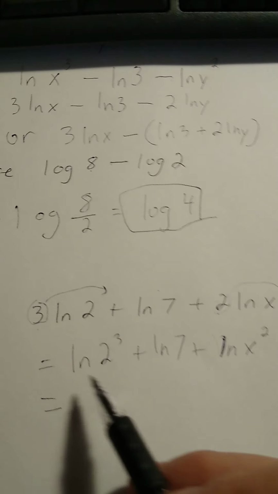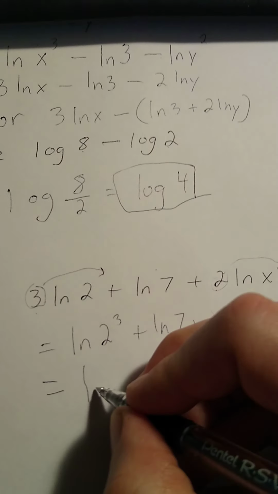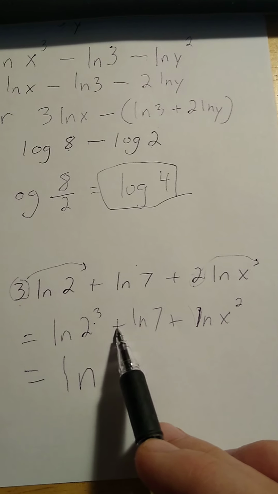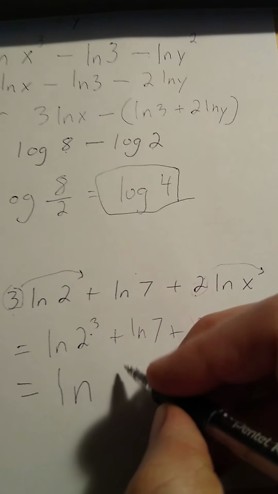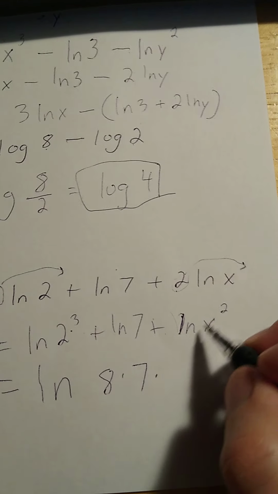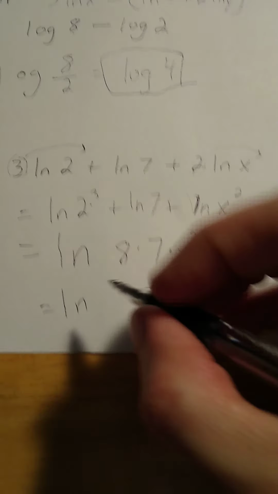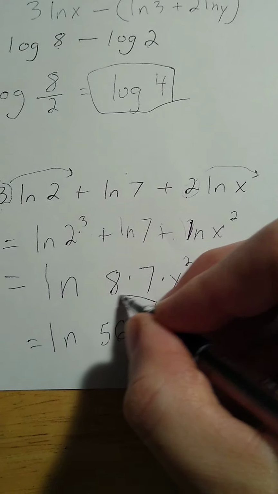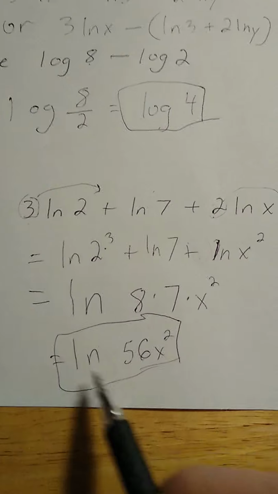But now I can condense these. I have 3 natural logs, so I'm going to combine them or condense them into one natural log of, well, we're adding, so we're going to multiply 8 times 7 times, because again we're adding, x squared. So that is the natural log of 56 x squared, final answer. And I've condensed all of those logarithms down into one logarithm.